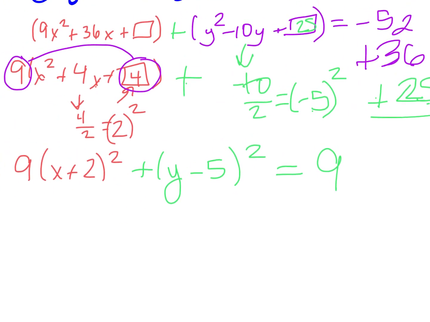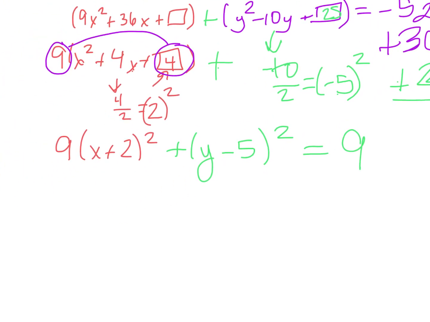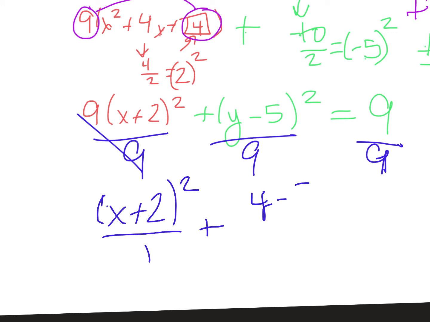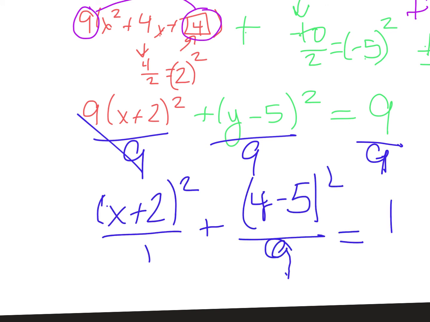And again, my equation of an ellipse needs to be set equal to 1. So what am I going to do to get 1 on this side of the equal sign? I'm going to divide everything by 9. So divide this by 9, divide this by 9. 9 divided by 9 gives me x plus 2 quantity squared over 1 plus y minus 5 quantity squared over 9 equals 9 divided by 9 is 1.